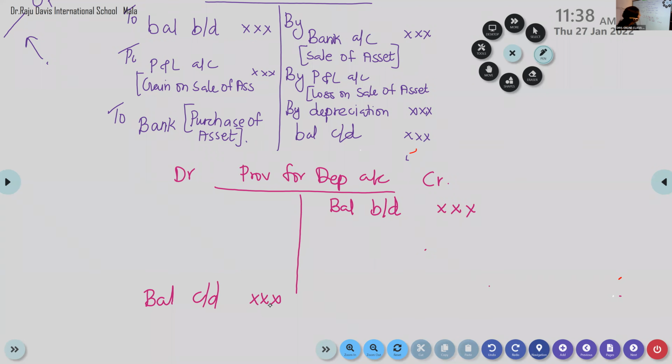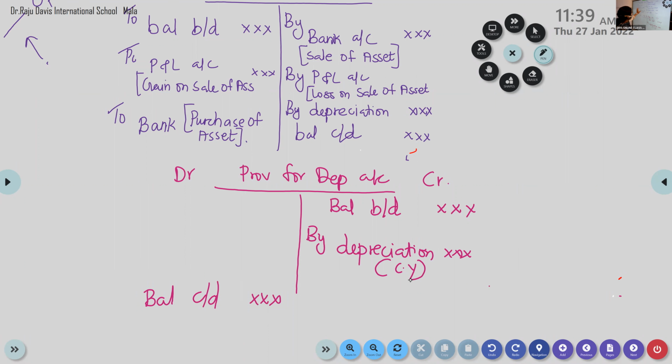Now, the current year depreciation, you have to credit it here. If provision for depreciation is maintained, then the depreciation for the current year, CY, is shown in provision for depreciation, not in the asset account. That is the change.